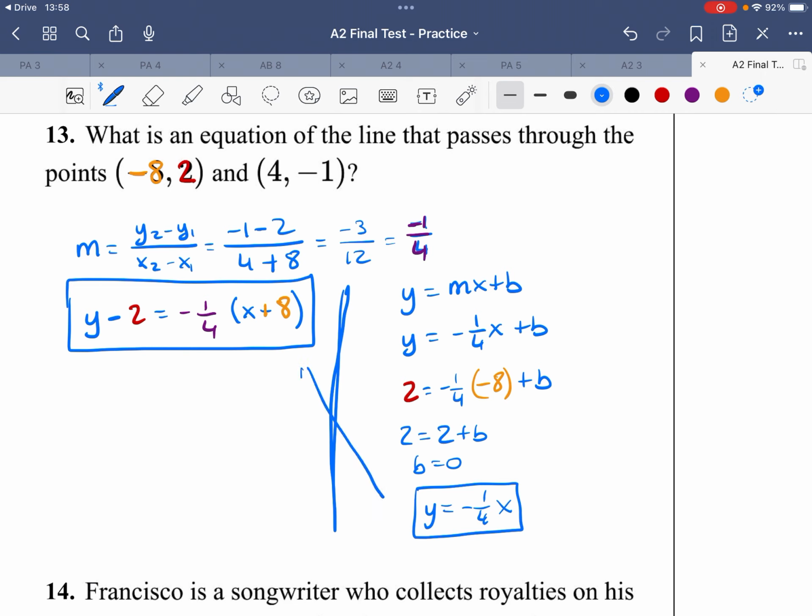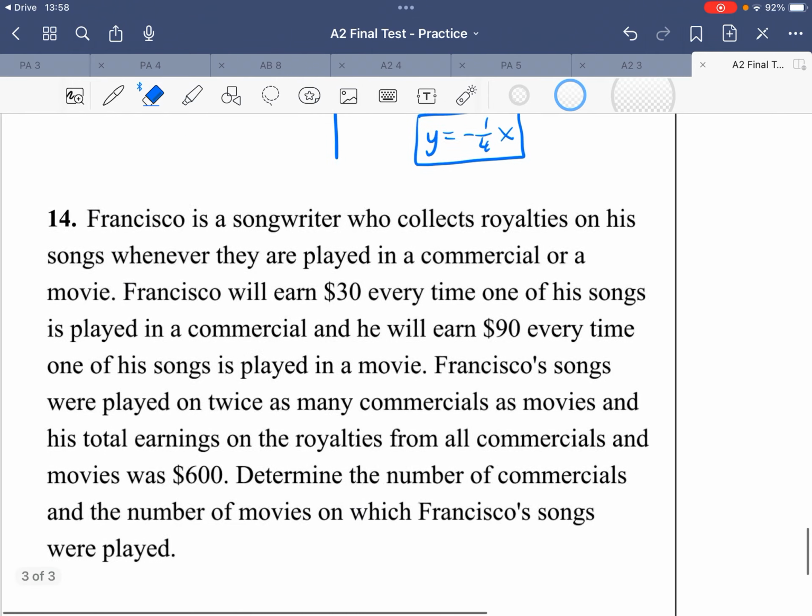Now, to make sure, since we did it both ways, we could compare if these two are the same by manipulating this one a little bit. So this is going to be -1/4 of x. I distribute the -1/4, so this is going to be -2. And when I add 2 on both sides, I get the same thing. So yes, they are the same equation.